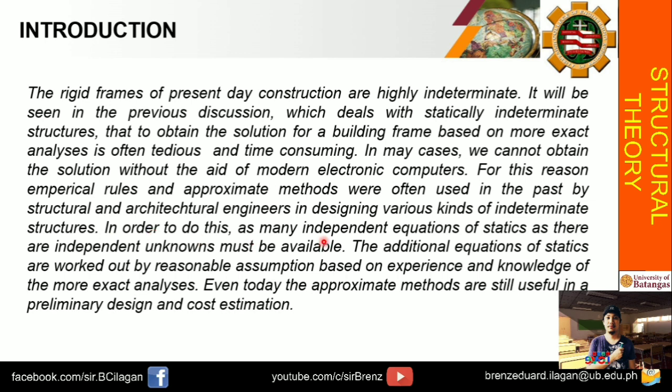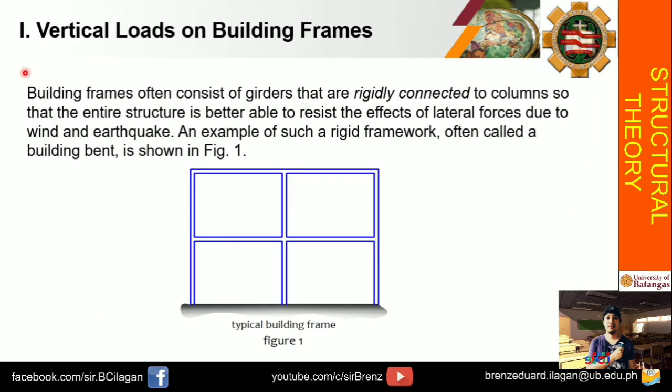In order to do this, as many independent equations of statics as there are independent unknowns must be available. The additional equations of statics are worked out by reasonable assumptions based on experience and knowledge of the more exact analysis. Even today, the approximate methods are still useful in the preliminary design and cost estimation. So yung first method natin is yung tinatawag na vertical loads on building frames. So what do we mean by vertical loads? By the term itself, vertical, it's either upward or downward. One example of a vertical load is the dead load, or the self-weight of the structure.